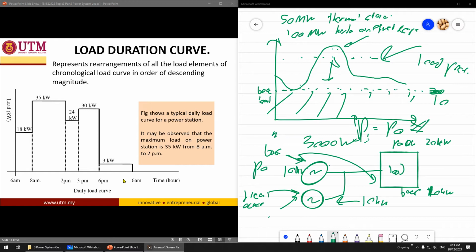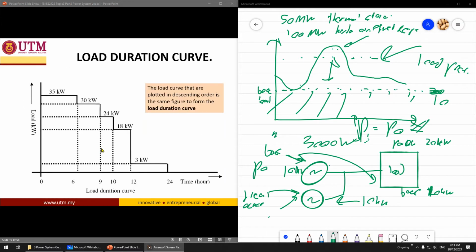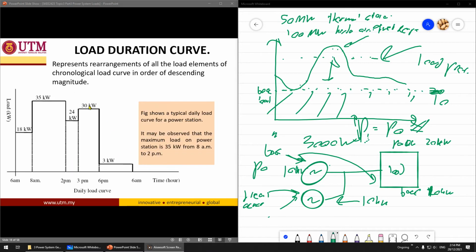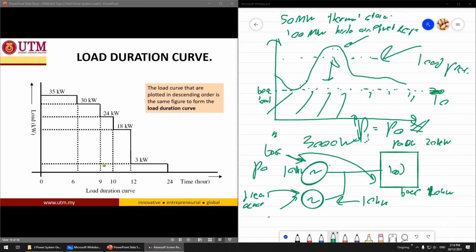If you rearrange everything, you get something like this. You can see here, this is 3, and this one is 12 hours. Then you see this is 24, this is 6 hours, and then this is 3 hours. So 3 to 6 is 3 hours, and then 24 kilowatt is only 1 hour. And lastly is 12 hours, 12 to 24.